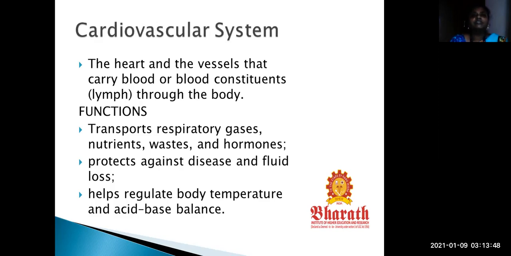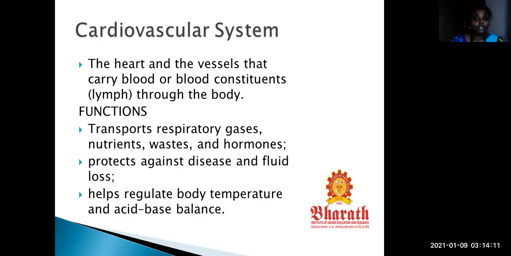So what are the main functions of the cardiovascular system? It transports respiratory gases, nutrients, waste, and hormones. Then it protects against diseases and fluid loss, and also helps to regulate body temperature and acid base balance, right? So these are all the functions of the cardiovascular system.